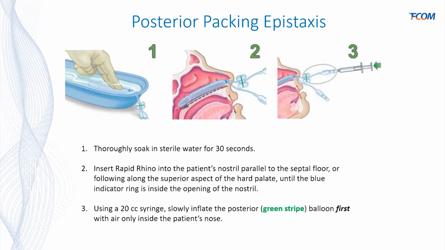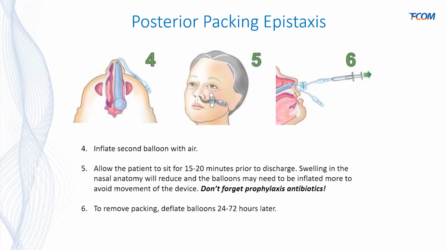Again, I prefer the Rapid Rhino. They have a posterior pack that has a balloon in the posterior and anterior, which gives you adequate pressure to the site of the bleed. Once it's in place, you want to wait another 15 minutes to make sure that there was no residual decongestion requiring you to add additional air.